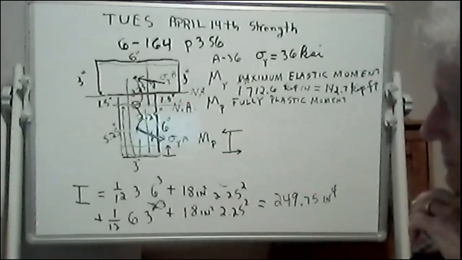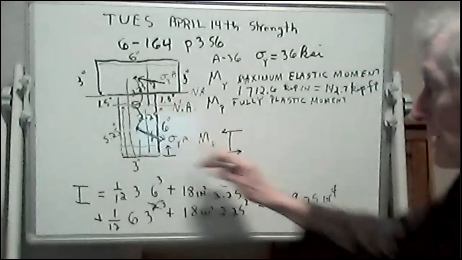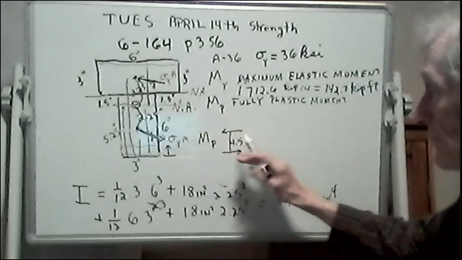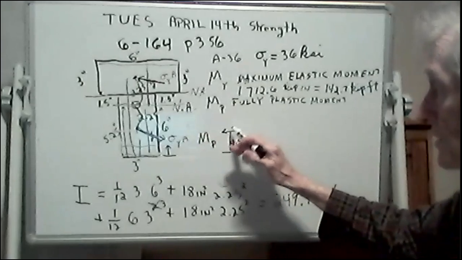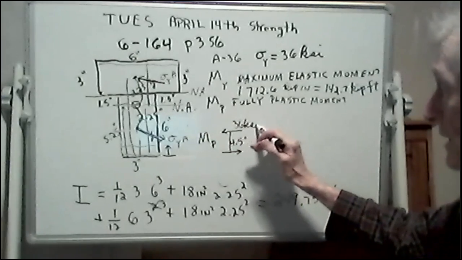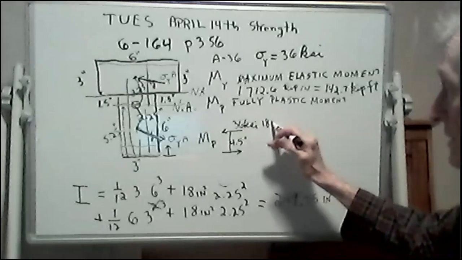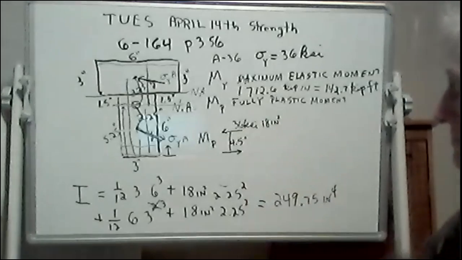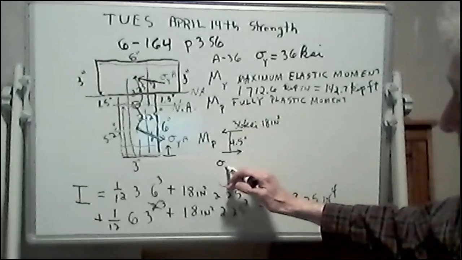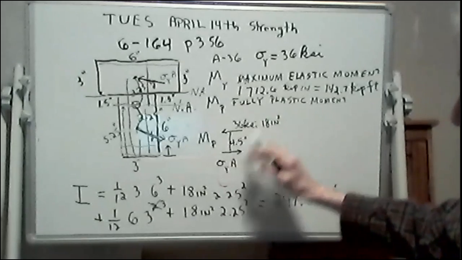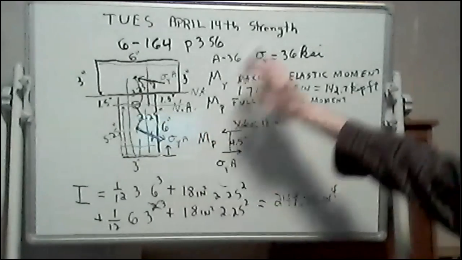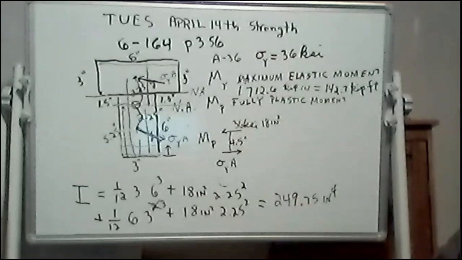Well, it's 4.5. Can you guys see that? It's 4.5 inches, and this here is 36 KSI times 18 square inches. And so is this. It's your yield strength times your area. The area is 18 square inches of the bottom piece. The yield strength is 36 KSI.